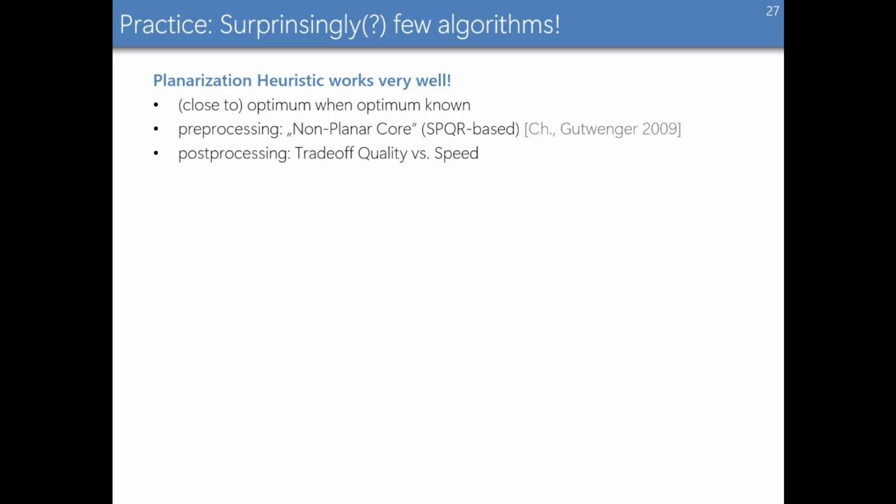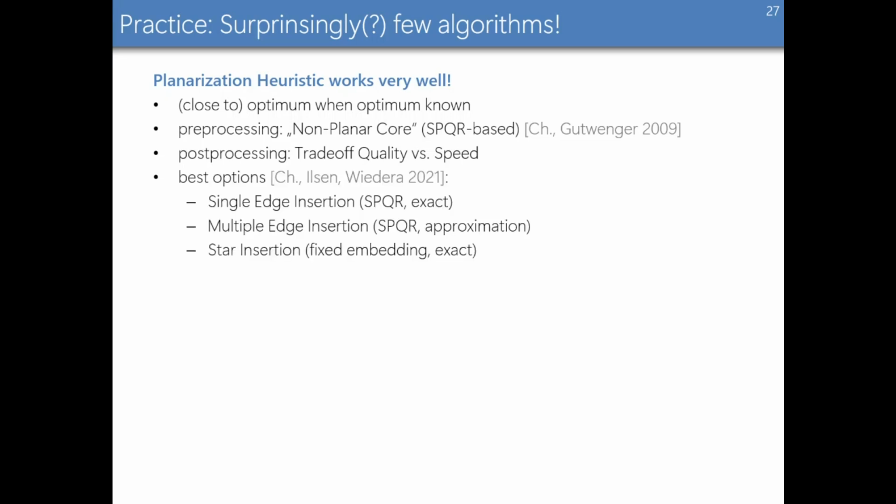And that then is, of course, a question of how much time do you want to spend on the algorithm and how good do you want the solution to become. The best algorithms in practice are either you do the single edge insertion iteratively, with very heavy post-processing. That is kind of the slowest algorithm, but it gives you very, very good solutions. The multiple edge insertion approximation that we discussed is much faster and gives you essentially the same quality as the single edge insertion, but much faster because it doesn't need that high number of post-processing steps.